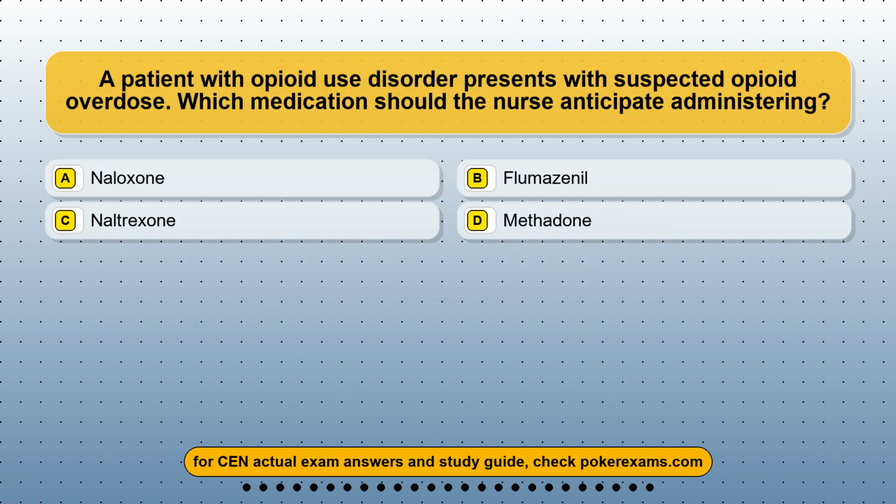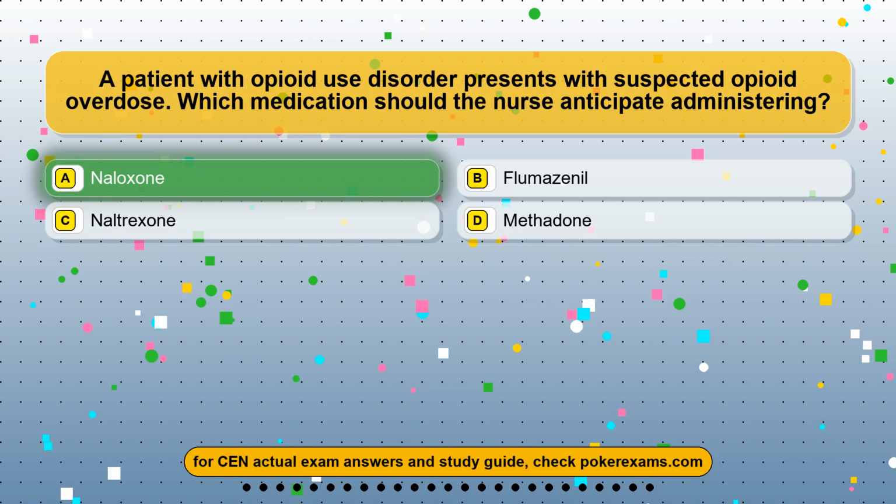Question 5. A patient with opioid use disorder presents with suspected opioid overdose. Which medication should the nurse anticipate administering? Option A, naloxone. Option B, flumazenil. Option C, naltrexone. Option D, methadone.